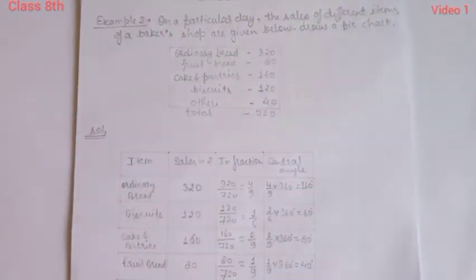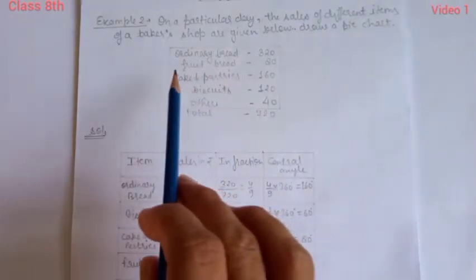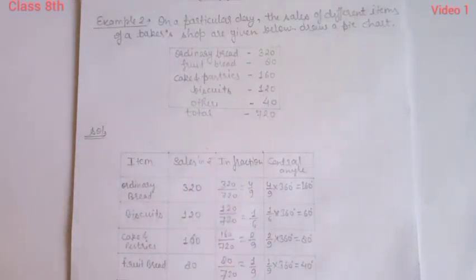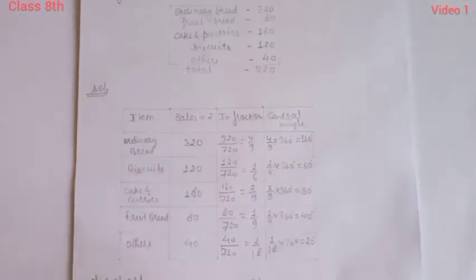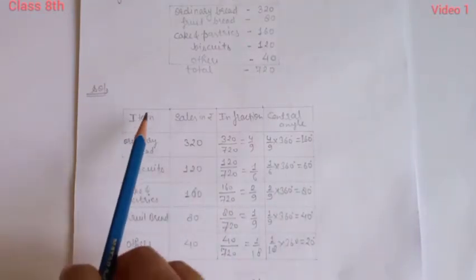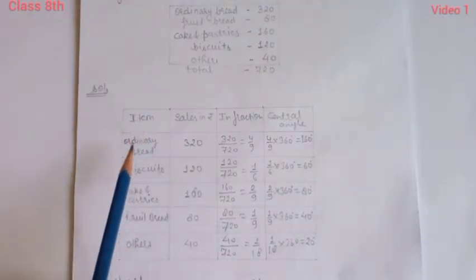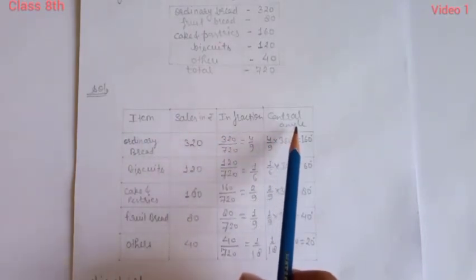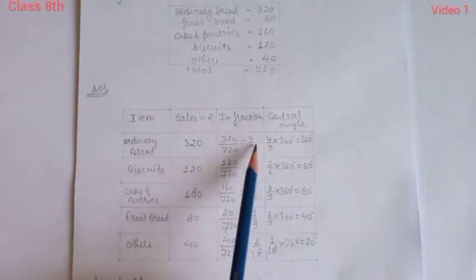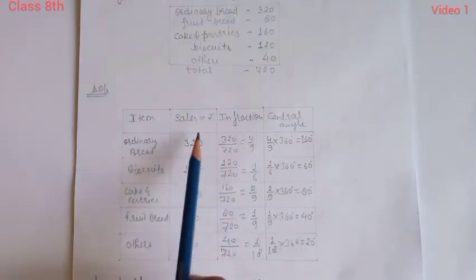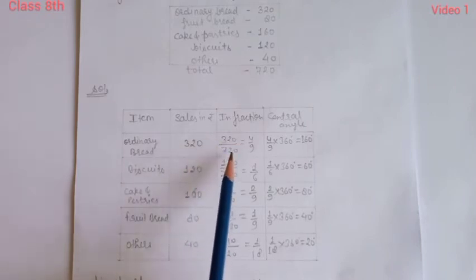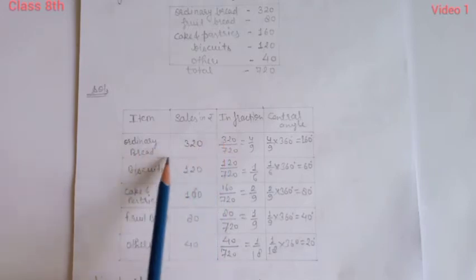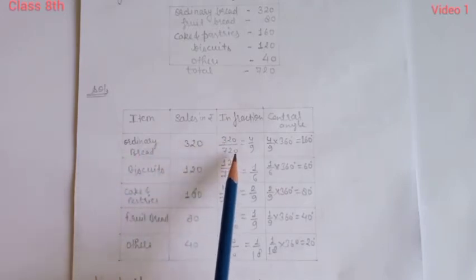Okay students, so why do we need the sum? Because we need the fraction of each one. So we make a table for that. The table is drawn here. The first column is item, second sales in rupees, third fractions, and fourth central angle. So here this is the fraction. Ordinary bread price is 320 rupees. So how will we find the fraction? The sale of a day and the total sale. So the sale of ordinary bread is 320 divided by the total sale 720.